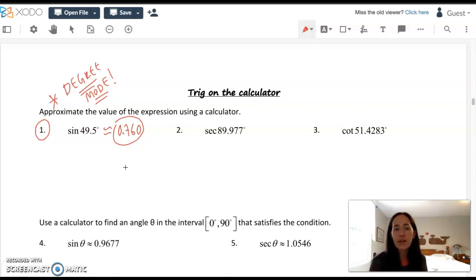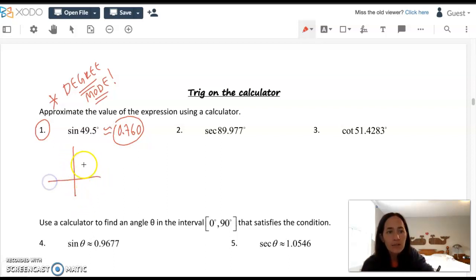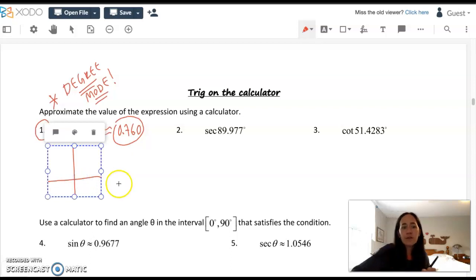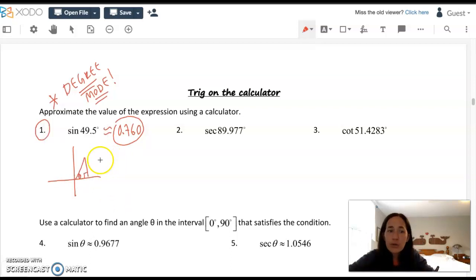Now think about when we were finding sine, cosine, and tangent. What quadrant does 49.5 lie in? So it's in quadrant 1, right? Right around there. If you were to make a right triangle, here's your theta. What we just figured out here is that the ratio, sine, from SOHCAHTOA, is your opposite side to your hypotenuse, or your y over r. And we just figured out that y over r equals 0.76.